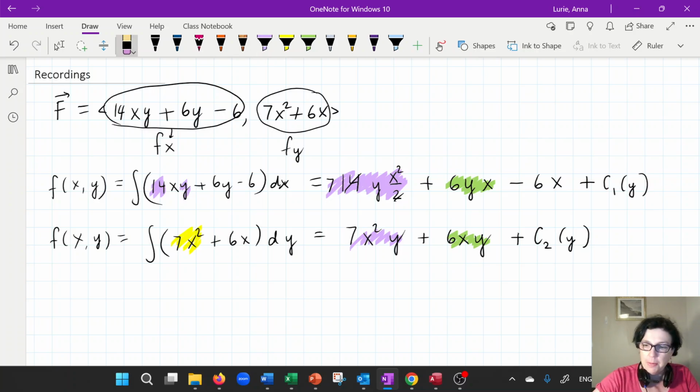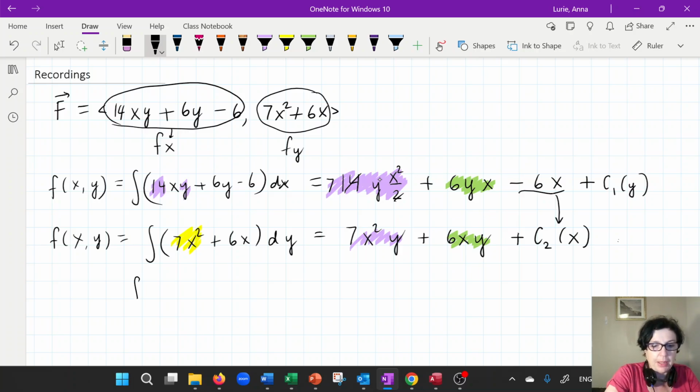Okay, and then I made a mistake over here. This constant, because we were integrating with respect to y, actually has an x. Okay, so now that's correct. So if we compare these two, we don't have anything that has only y in the second integration. So that part we can assume is 0. But we do have this one, and that is really just the one we couldn't find, that C2 of x, that is really just negative 6x.